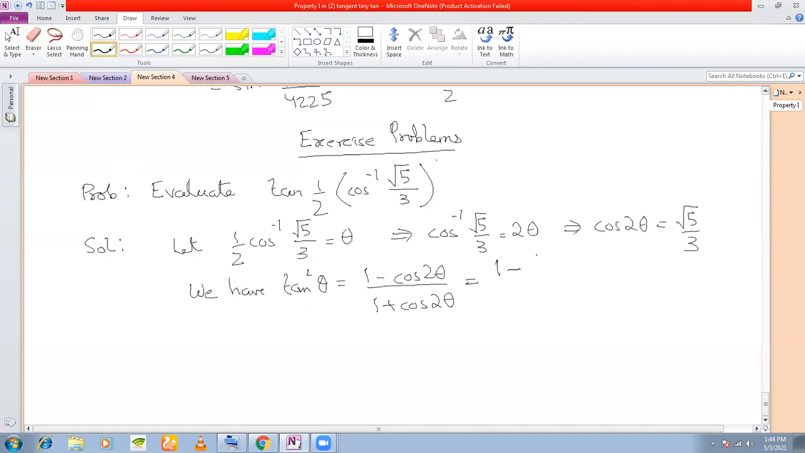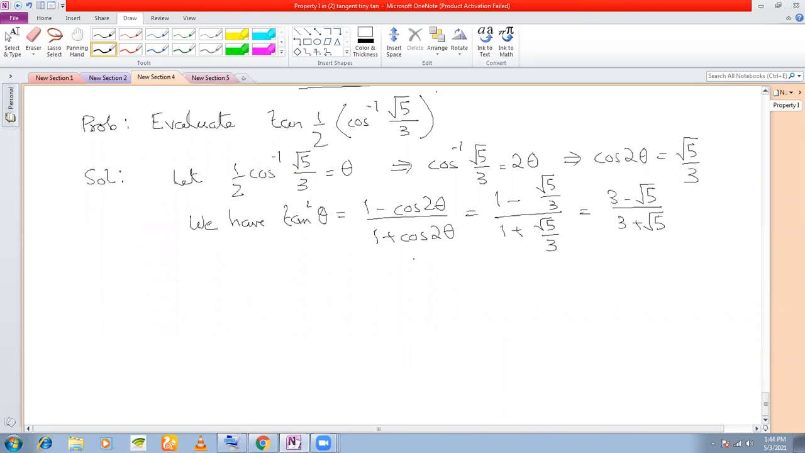So what we'll do here is we'll put cos 2 theta as root 5 by 3, and this is 1 plus root 5 by 3. Now you take the LCM here, you get 3 minus root 5 by 3 plus root 5. Now what you do here is you rationalize the denominator, multiplying the numerator and denominator by 3 minus root 5.